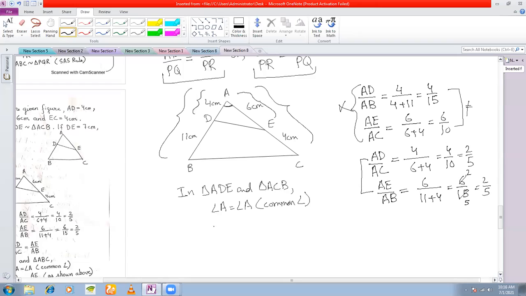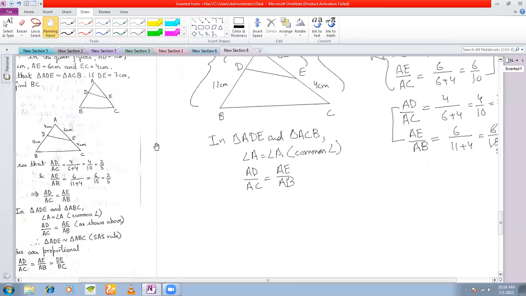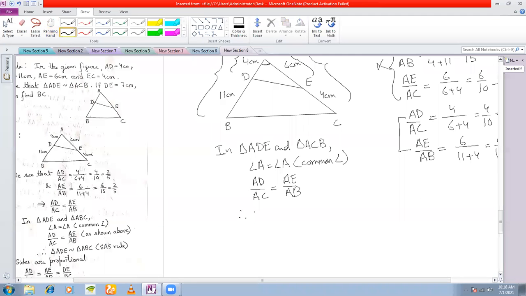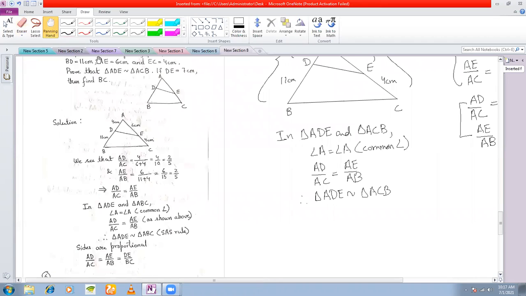So that means in these two triangles, AD by AC is equal to AE by AB. That is, the included sides are proportional. So therefore, we say triangle ADE is similar to triangle ACB. Okay. So once I have proven similarity, we'll write here by SAS rule.